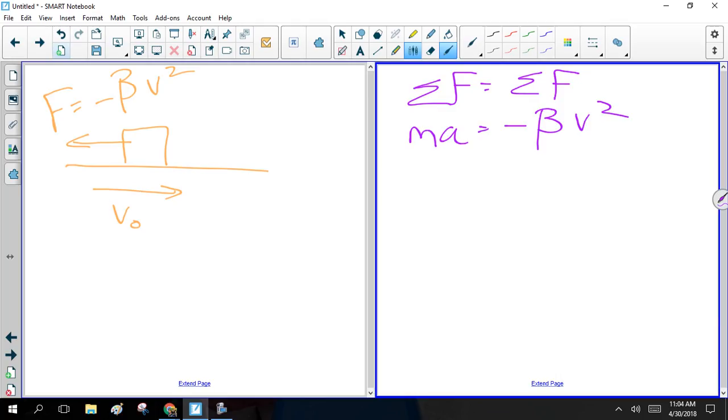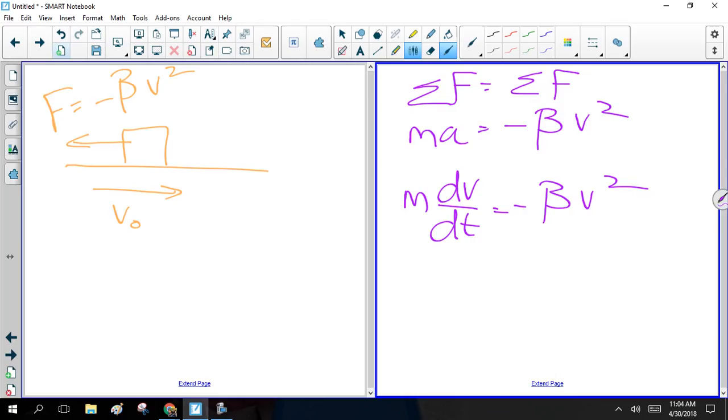So, what we're going to do, and this is always the process for this, anytime you're given a resistive force that depends on the velocity, you're always going to replace a with dv dt. So this becomes m dv dt equals negative beta times v squared. That's Roman numeral 1. Good? Questions with it?